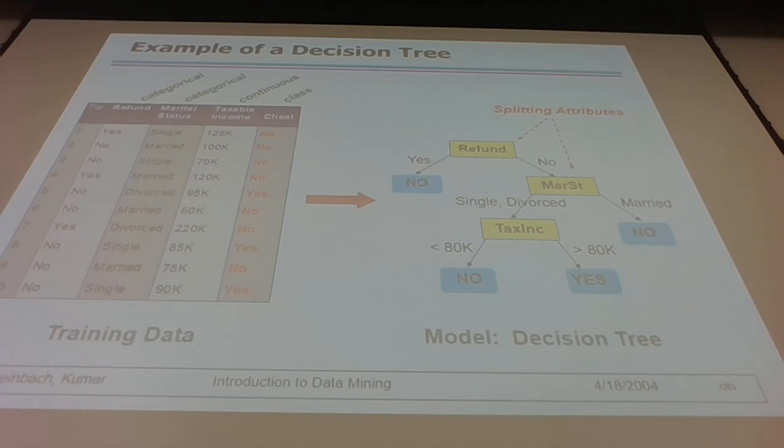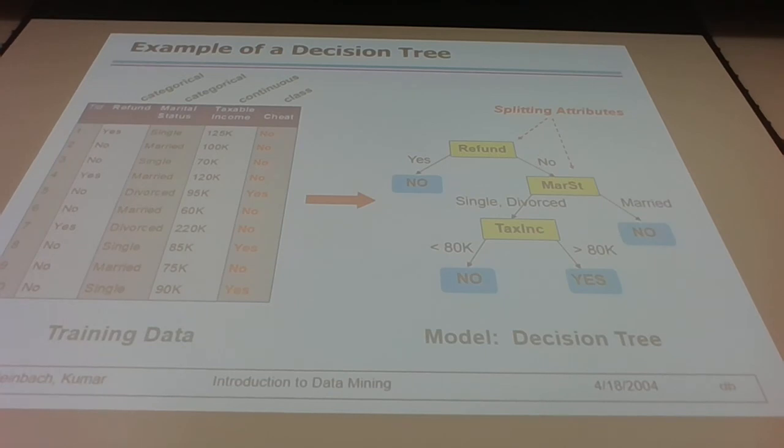A set of points which has only one representative class is called a pure class. And if you have a pure class, you don't need to divide it further. So you keep it like that. That is now a leaf: no means the class label is no.